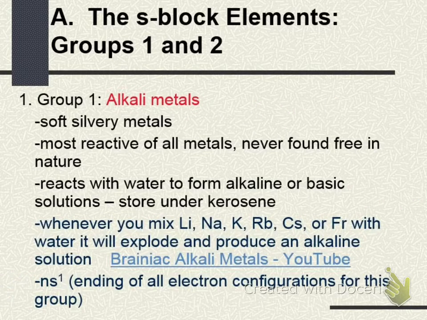Since they're in group 1, they end in the ns1 configuration. So that means that they have one valence electron, right? One valence electron. Because remember, our valence electrons are our outermost s and p orbitals. And so all of the group 1 metals have one valence electron.